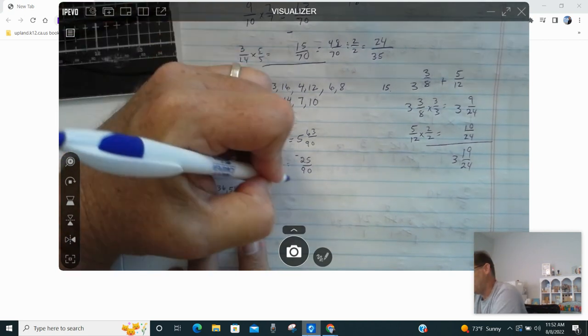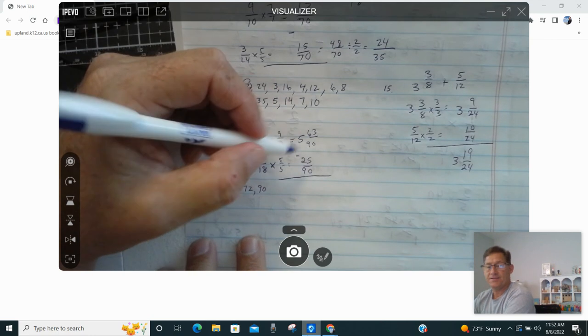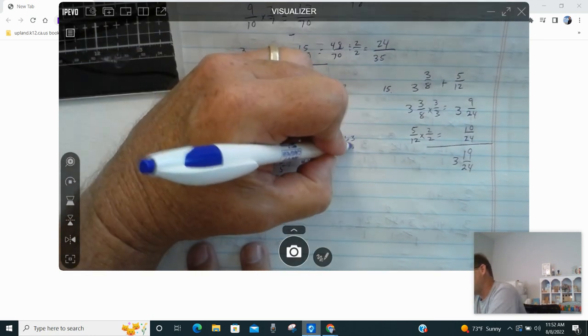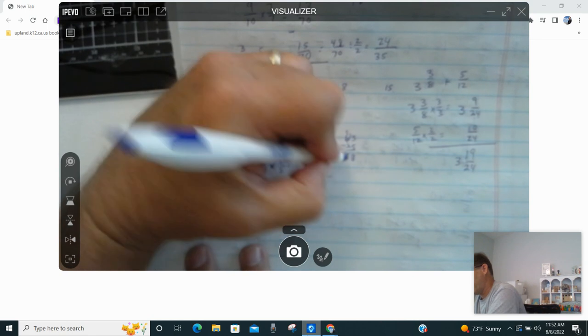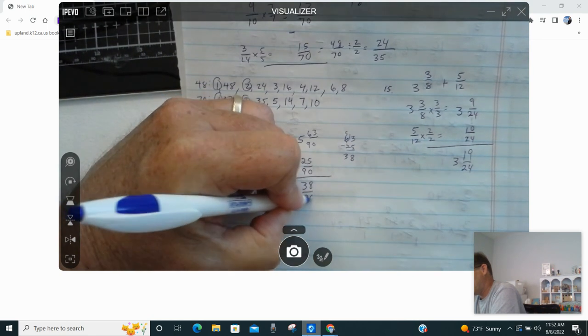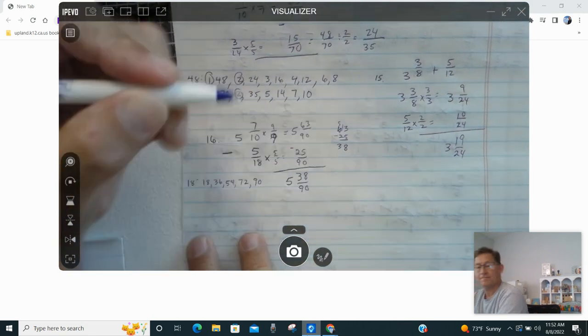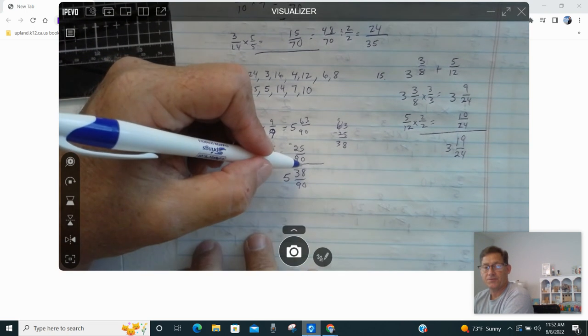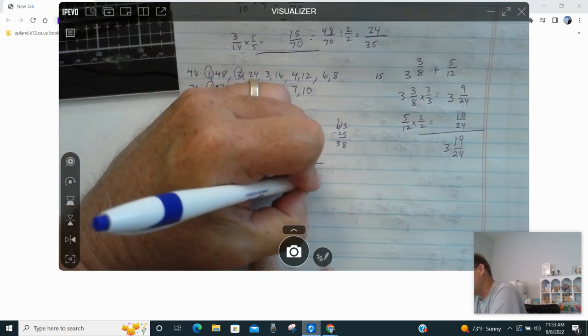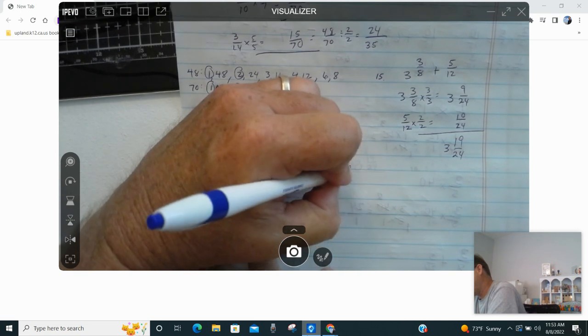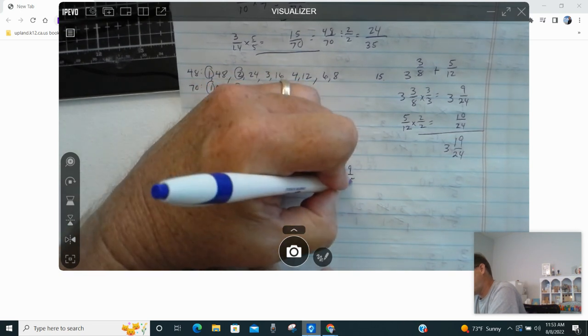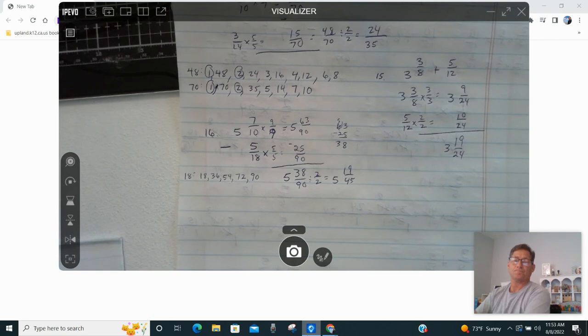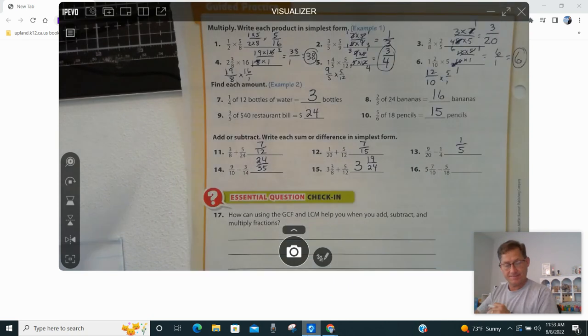Okay, we are subtracting. I can take 25 from 63. 38/90. I know a common factor of 38 and 90 is 2. And 19 is a prime number. 19 is not a factor of 45. Okay, so 5 and 19/45.